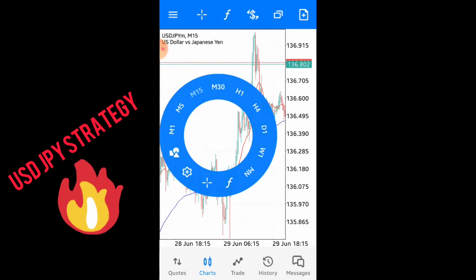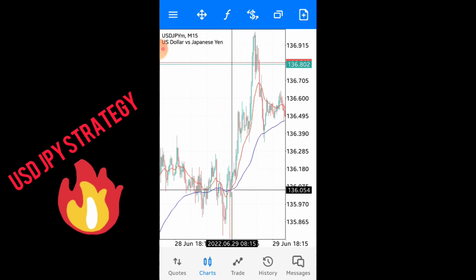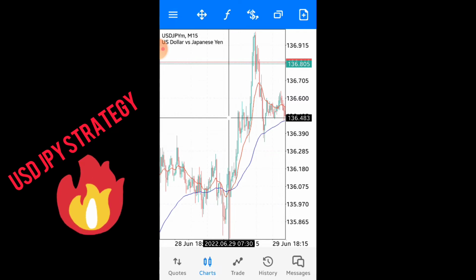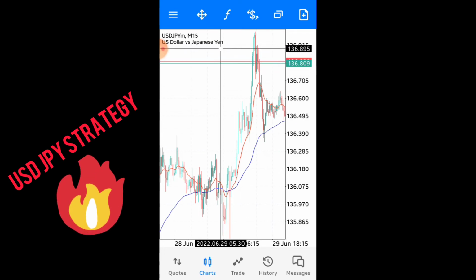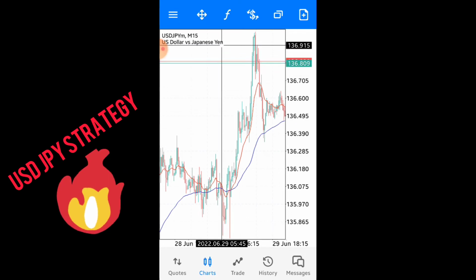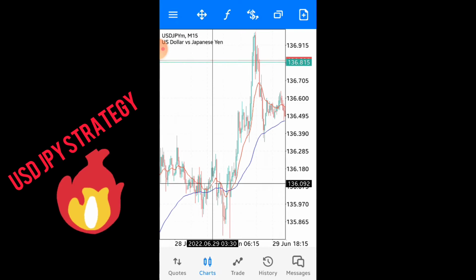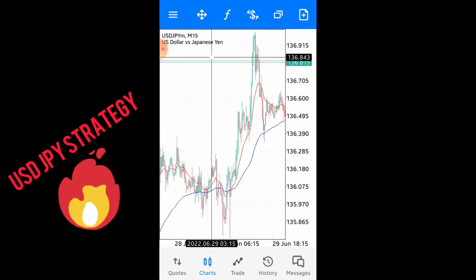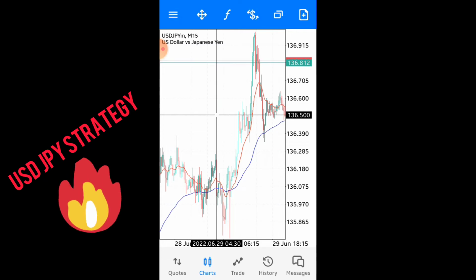Now as you can see here, a cross happened here. After a cross happened, what happened? The market spiked. It rose up from here, boom, till over 136. Started from 136.092 to 136.908. That's a very large amount of pips, you see.